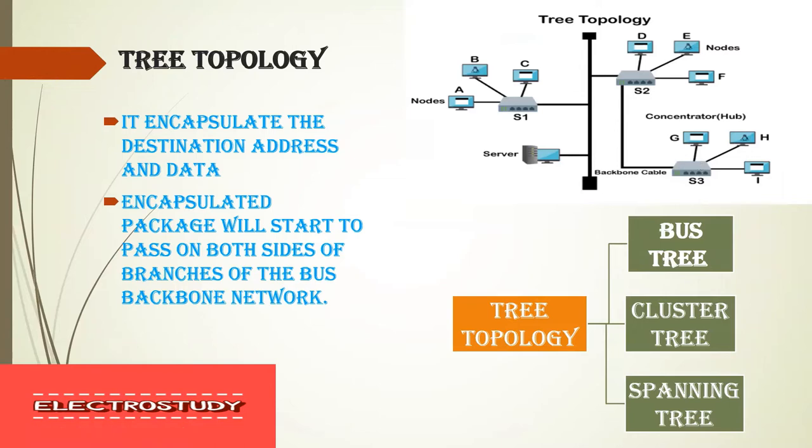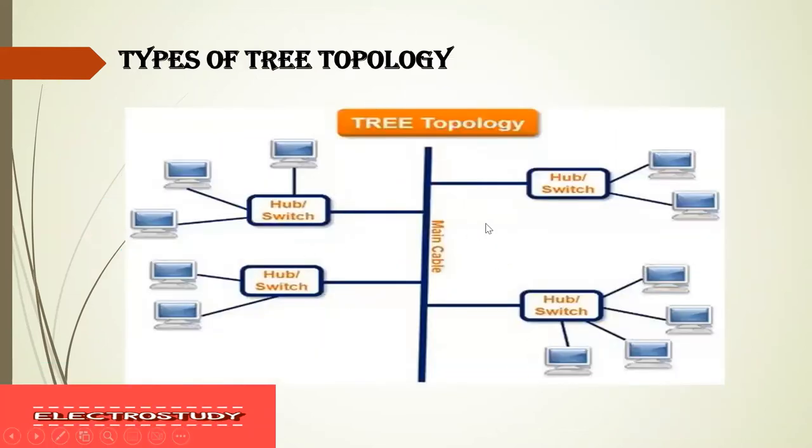Now, tree topology is divided into three types. One is bus tree topology, the second is cluster tree topology, and the third is spanning tree topology. With this diagram, I will explain the three types of tree topology. The first topology we saw is bus tree topology. Here this main cable acts as the backbone cable. Different devices are connected from the main cable as different hubs. This bus tree topology communicates with the main hub for the transfer of data.